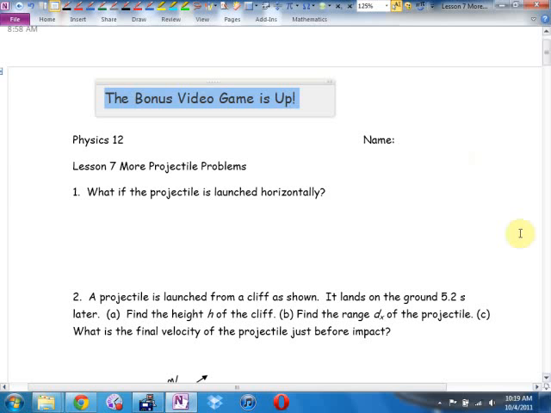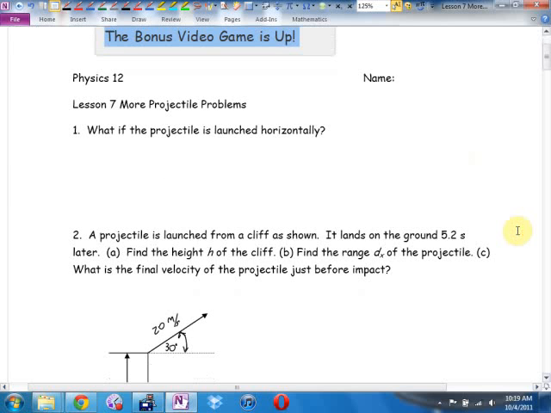I called this more projectile problems. I could argue you should be able to do all these weird ones. But you're going to find I'm going to start out with the same approach. If it's at an angle, components, I'm going to go vertical and horizontal. I'm going to list what I know and then see where that takes me.